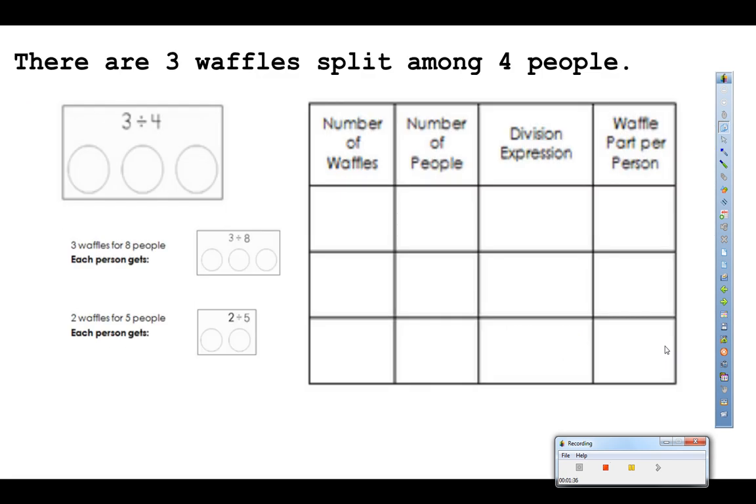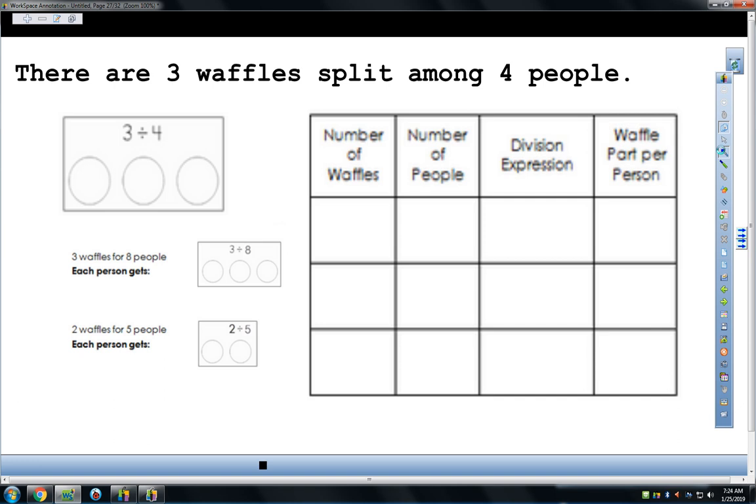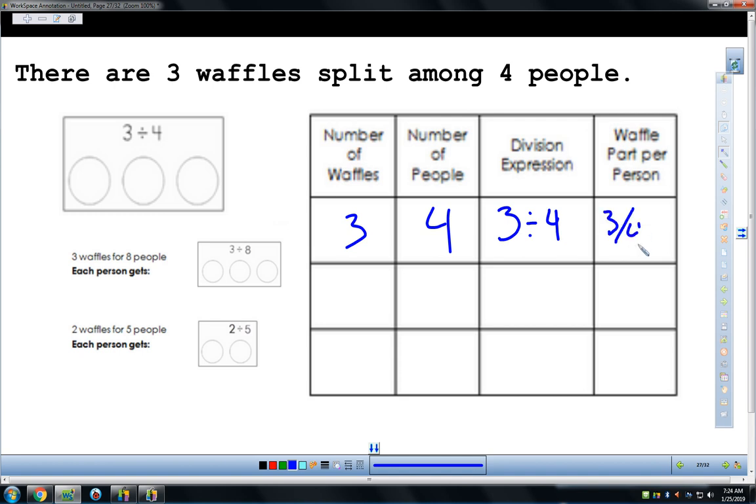All right. So we're talking about some waffles for a little bit. In the first example here, there are 3 waffles and 4 people. If we think about 3 being split among 4, that would be 3/4 of a waffle per person.